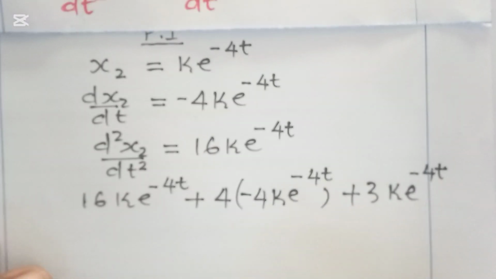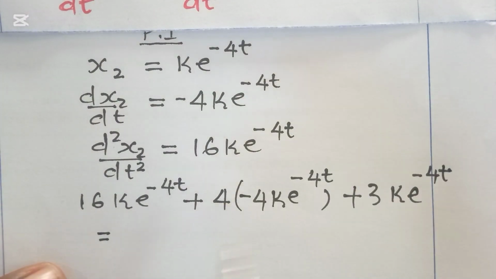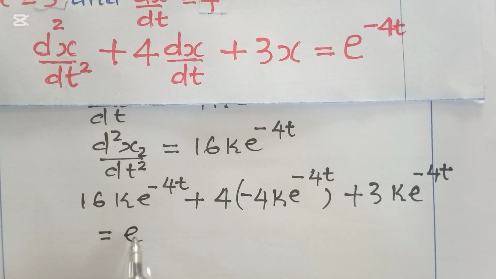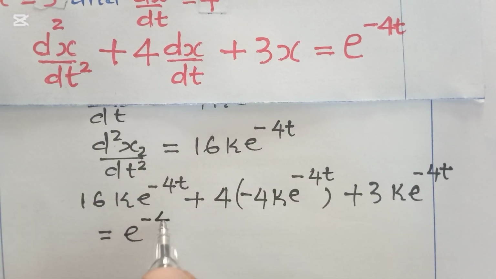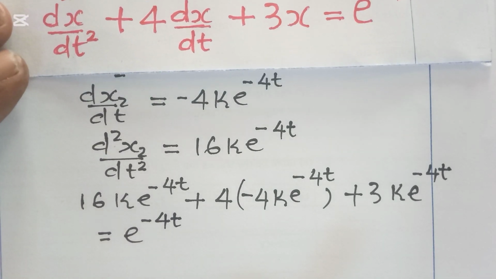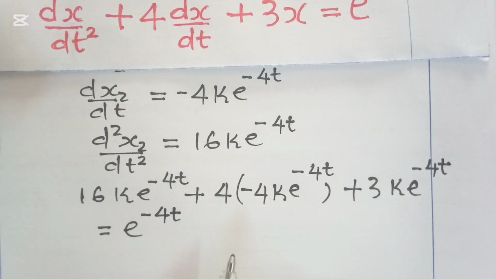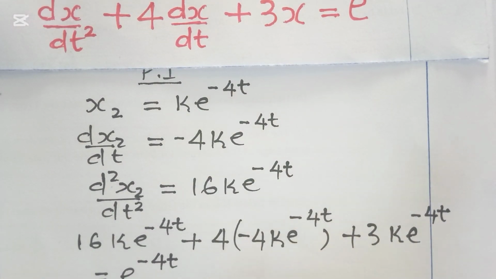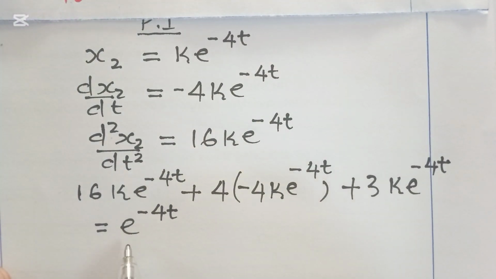So guys, all that is going to give us this solution here, that is e raised to negative 4t. Now we use this equation to get our constant k. This is our constant k. We use this equation to obtain that. We do that by using the coefficient, so that the coefficient of e raised to negative 4t should be equal to 1, just as here we have 1.